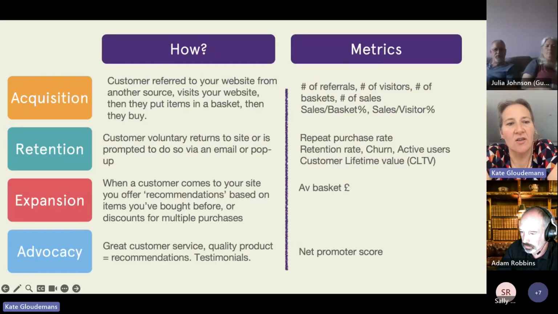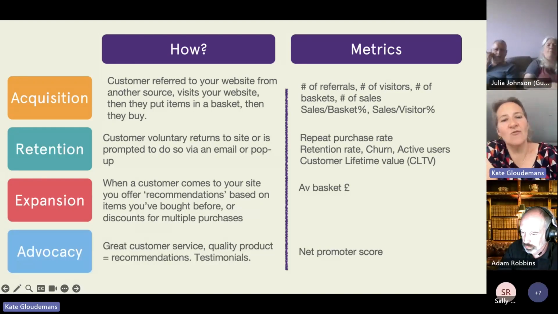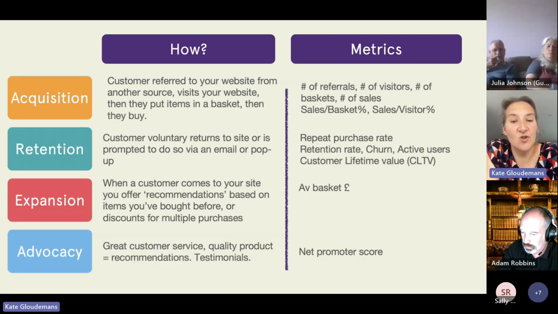So with acquisition, things that a customer comes to your site, they've been referred to you, might be they've gone onto Google, the number of visitors you get to your website, it might be the number of items they put in a basket and that they then subsequently buy from you. Okay, so things that you might be measuring is number of referrals, number of visitors to your website, number of baskets, number of sales. And you might then look at the ratios of sales to basket. So of the number of baskets you've got, how many of them actually go on to buy from you? Or of the number of visitors you get, how many people actually go on to purchase?